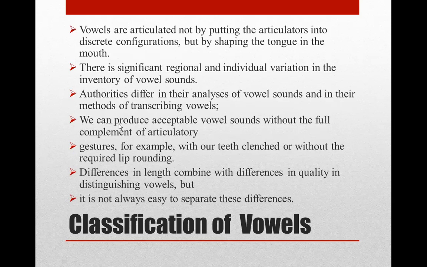And we can produce an acceptable vowel sound without the full complement of articulatory gestures, for example, with our teeth clenched or without the required lip rounding. Differences in length combined with differences in quality distinguish vowels. But it's not always easy to separate these differences.